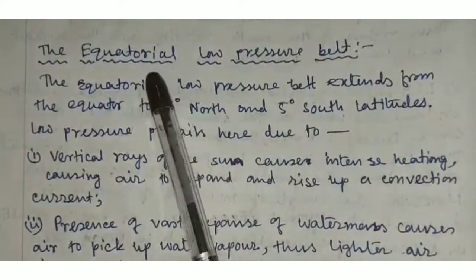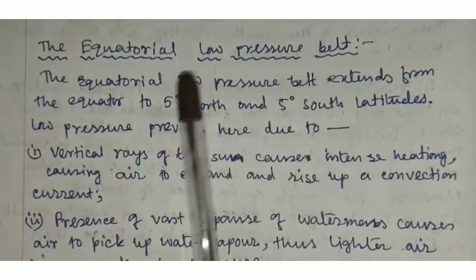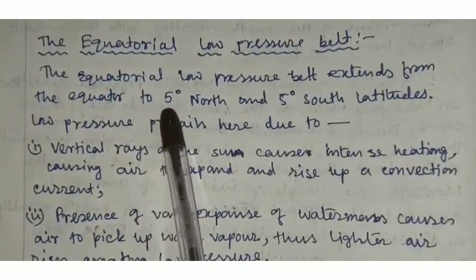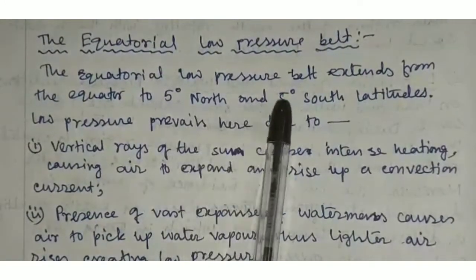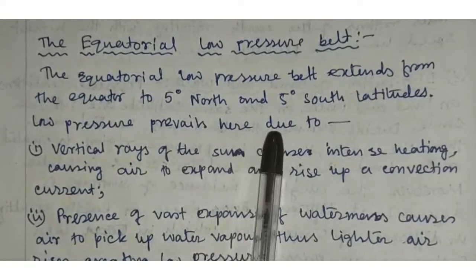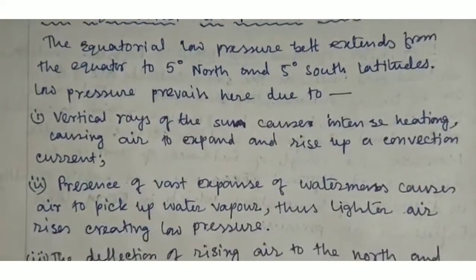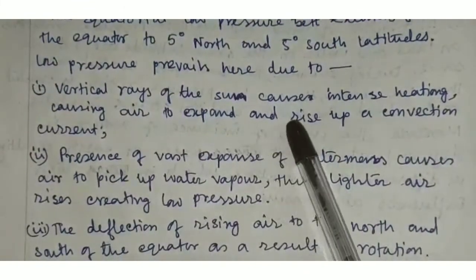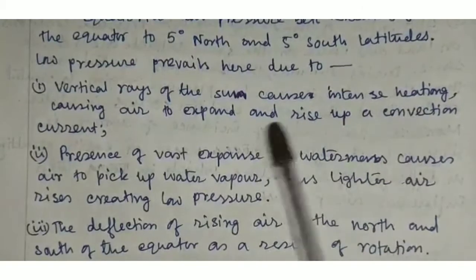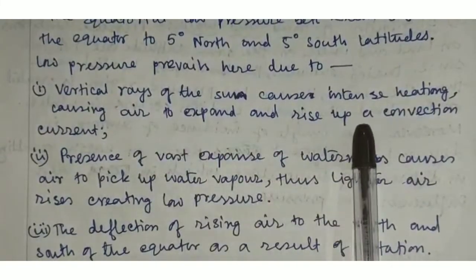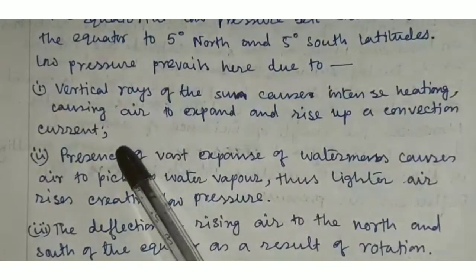The equatorial low pressure belt. The equatorial low pressure belt extends from the equator to 5 degree north and 5 degree south latitude. Low pressure prevails here due to number 1, vertical rays of the sun causes intense heating, causing air to expand and rise up as a convection current.